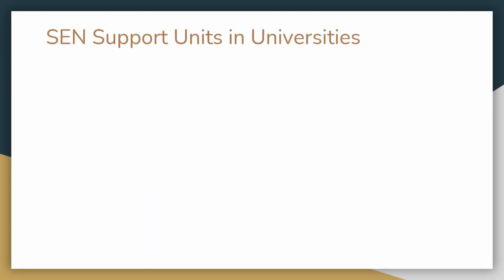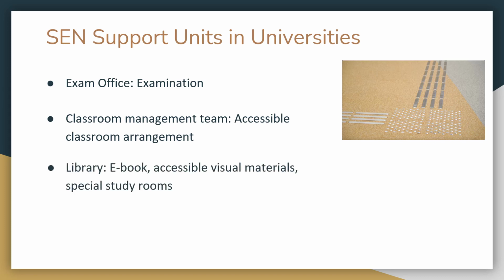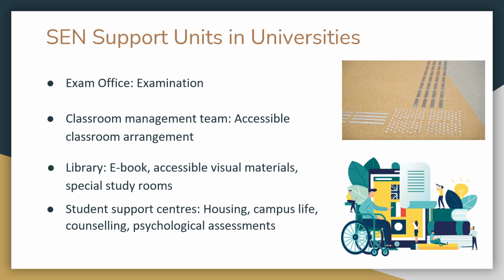In universities, there are different units supporting teachers and students. For example, in HKU, the examination office can provide reasonable accommodations for examinations. The classroom management team can arrange accessible classrooms. The library can liaise with publishers to provide electronic textbooks, and support converting materials into accessible formats. There are special rooms equipped with assistive technology and reading aids. We have a video illustrating related facilities in Hong Kong U. Student support centers can also provide support on housing, campus life, counseling, and psychological assessments.